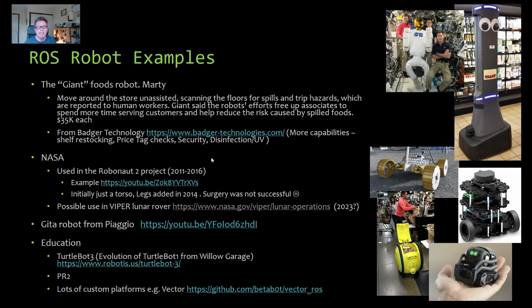it can do shelf restocking. So it can run as it goes down the aisles. It should be able to look at the shelves, see if some of the shelves are getting empty, and let the people at Giant know that they need to restock some of the shelves. Can do price tag checks.